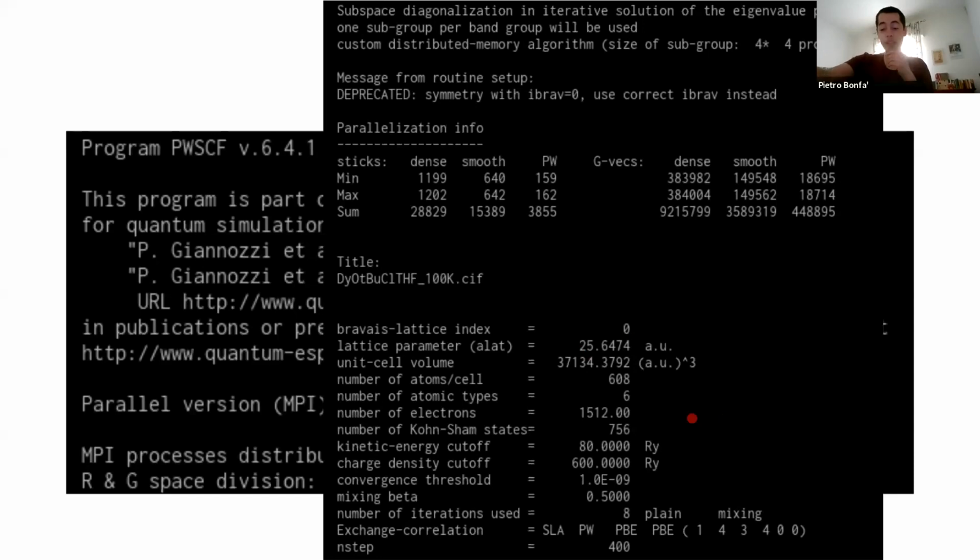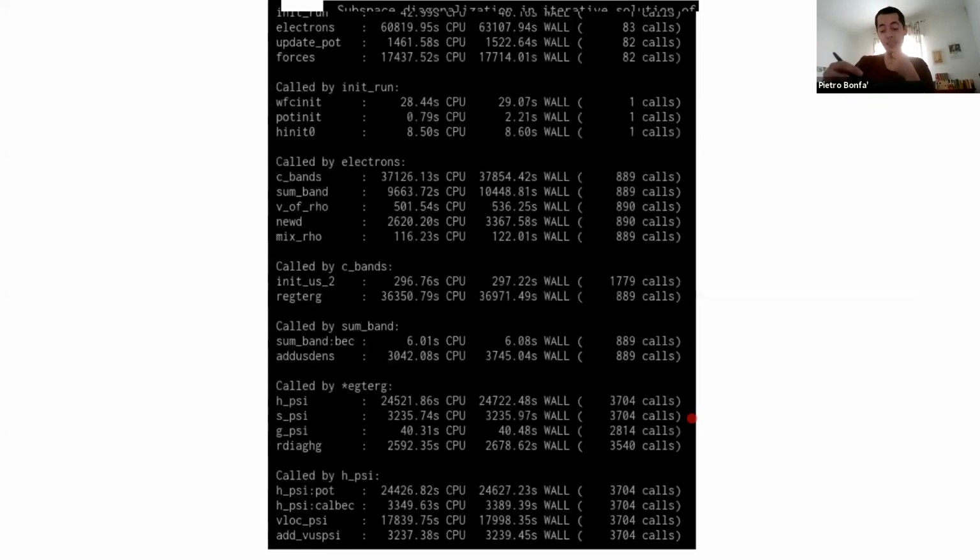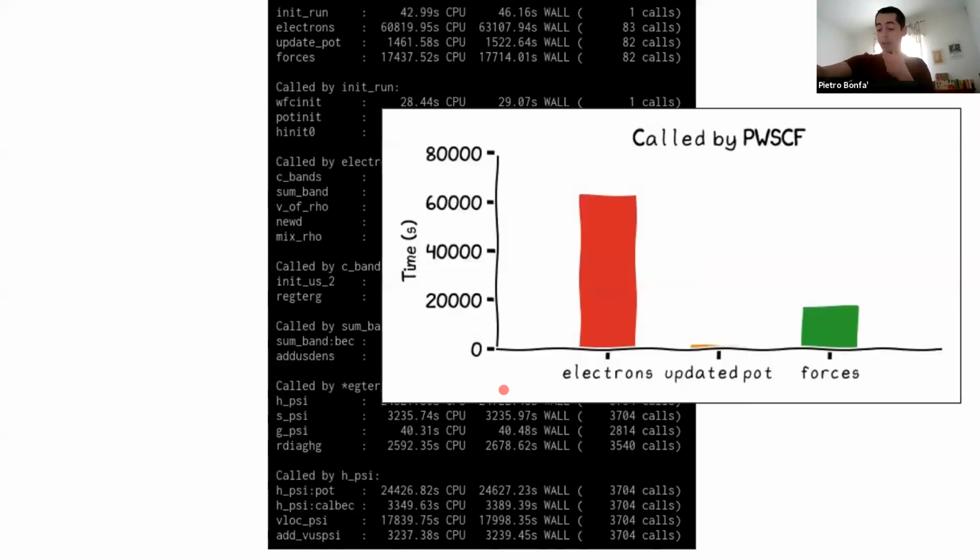And in the final part, there is a list of timers that details how time was spent in nested subroutines. So very quickly, the computation of the ground state is what you see here, and forces is, as you can see, quite a fraction of the total time. It is not negligible, so it's fine if you look at it.